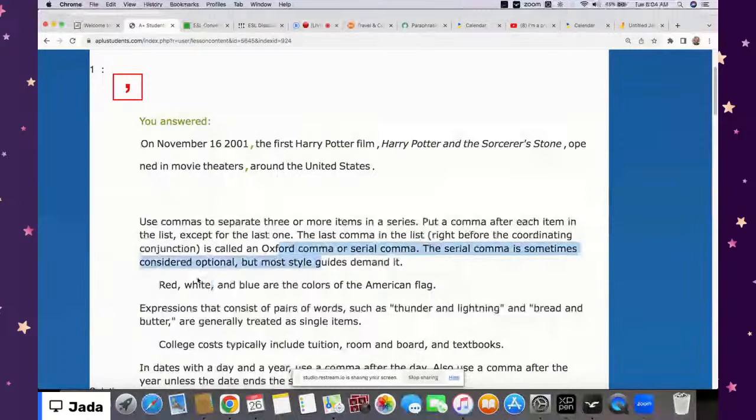So we have red, white, and blue, the colors of the American flag. So you cannot put a comma after the last item. No. But rather you put a comma before the last. So take note that you're not putting a comma after blue. You're putting a comma before the conjunction, which is "and." And blue here is the last one. So you do not add a comma to the last. Okay?